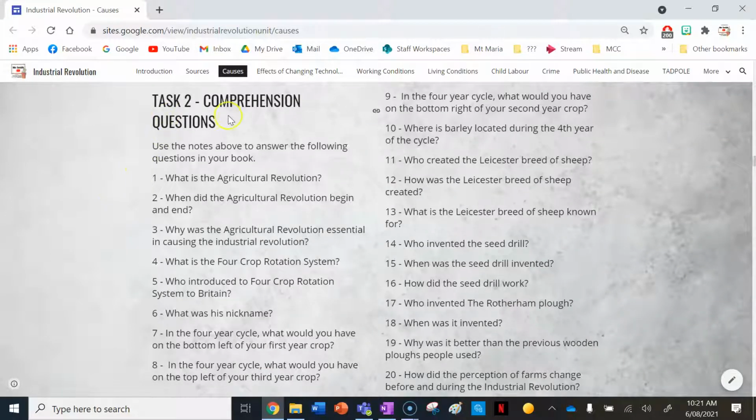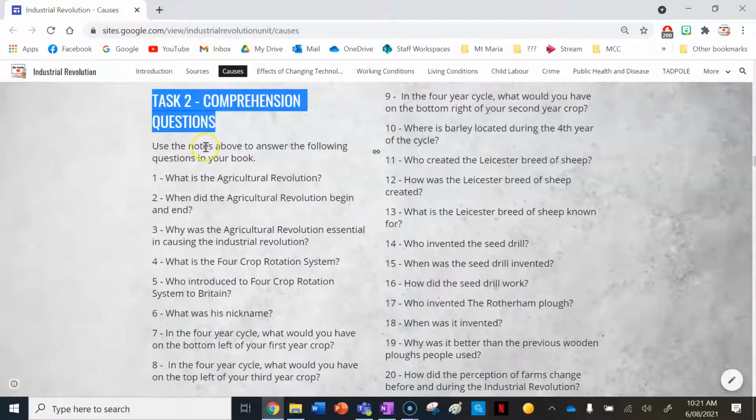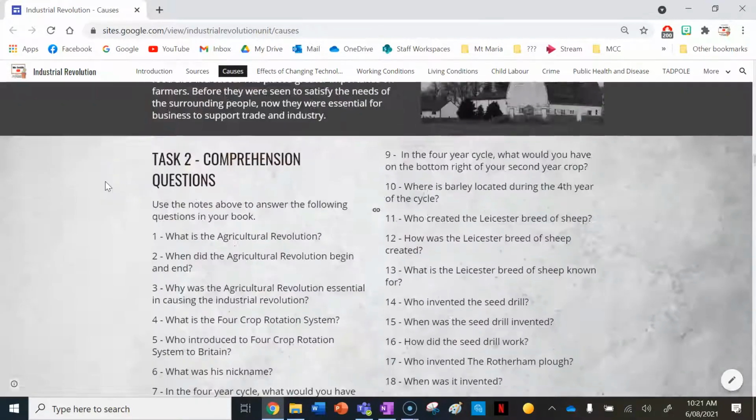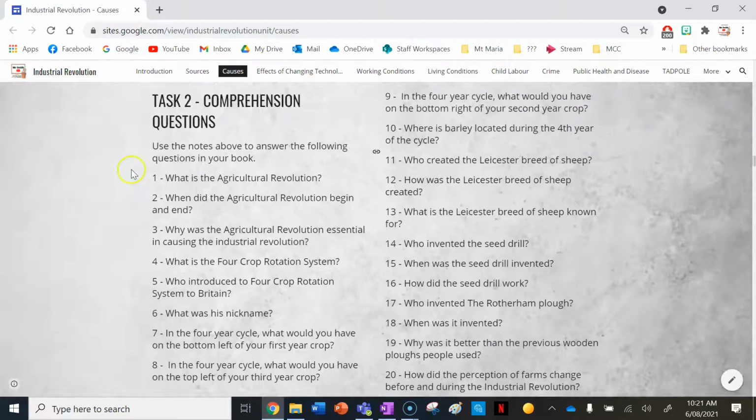So task 2, we've got comprehension questions. The answers for these are all located in the notes above. So let's answer these together now. What is the agricultural revolution? The agricultural revolution is a time period that refers to the time when technologies and different farming practices made it easier and faster to grow food, which led to a high population increase, and people moved away from farms to towns and cities because you needed fewer people on farms.